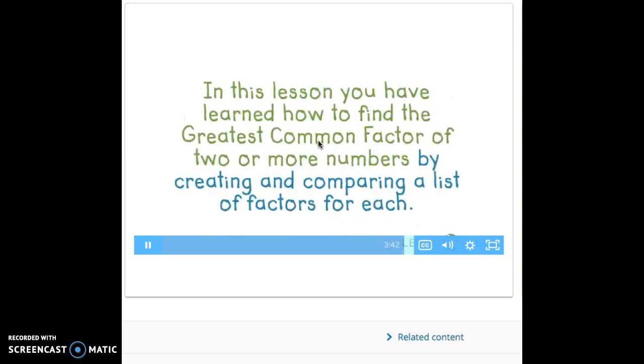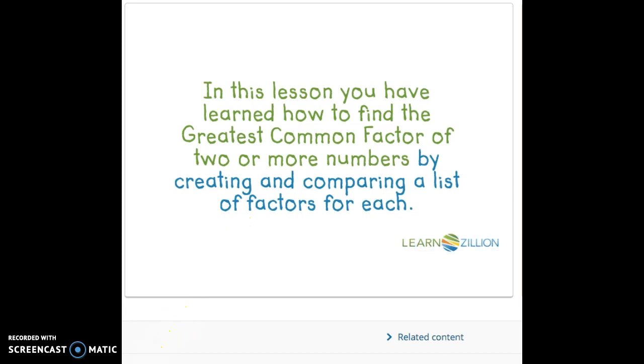In this lesson, you have learned how to find the greatest common factor of two or more numbers by creating and comparing a list of factors for each.